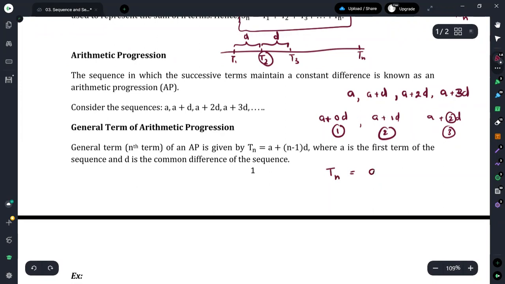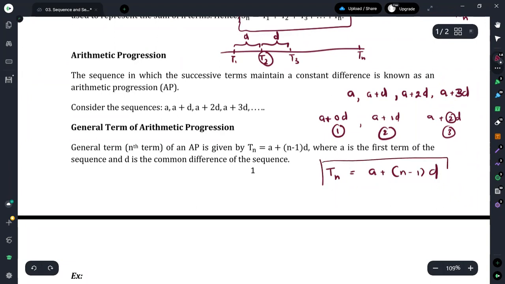It can be taken as A plus. Here, if it is the first term, then the value multiplied by the difference is the value one less than the term number. Here, if it is the first term, then 1 less than 1. Then here it is 1 less than 2. Then since it is the third term, the common difference is multiplied by 1 less than the term number. Therefore, in this pattern, we can say that the nth term, or the general term, is A plus n minus 1 times d.